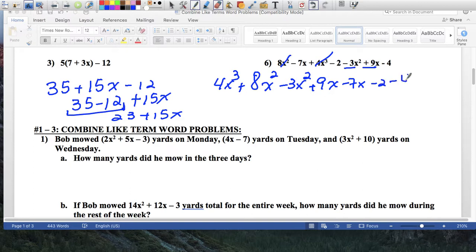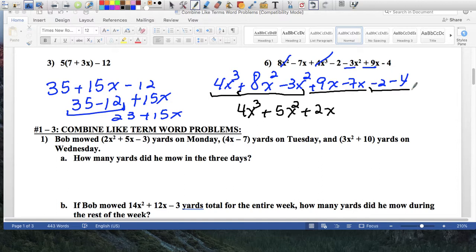Minus 2, minus 4. So let's combine the like terms. This combines with no one, so I just copy. Plus 8x minus 3x is 5x squared. And then I have 9 minus 7, in this case positive, right? Plus 2x. And negative 2 minus 4 is negative 6. So that should have been my final answer.